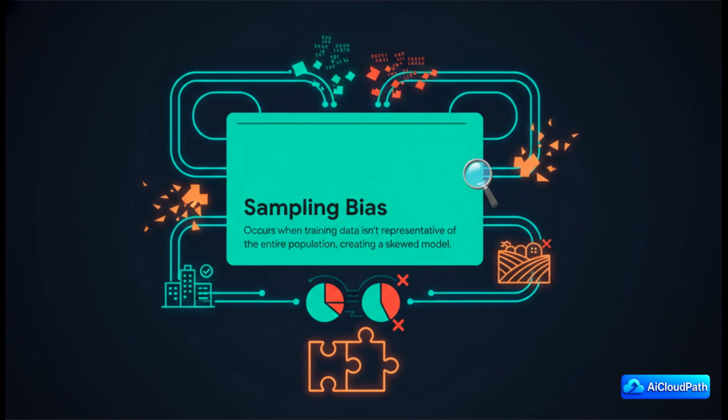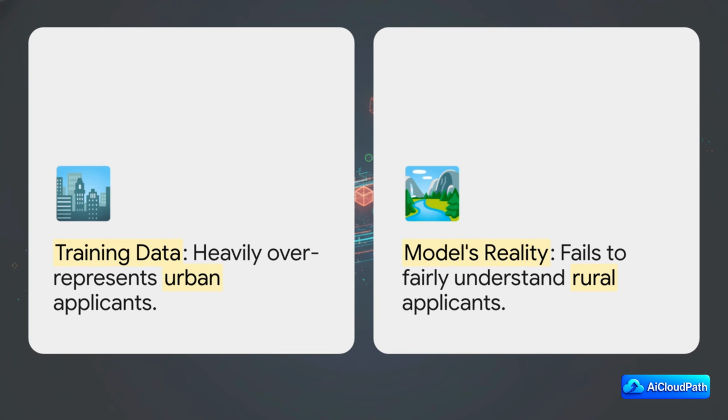So, what exactly is sampling bias? Well, this is where it all clicks into place. It's not about having wrong data. It's about having a data set that simply doesn't reflect reality. The sample of information the model learned from was fundamentally incomplete. And here's exactly how it happened.